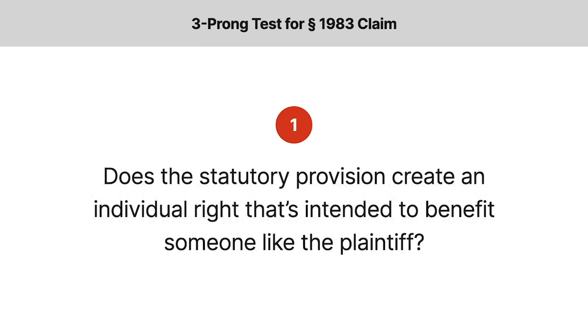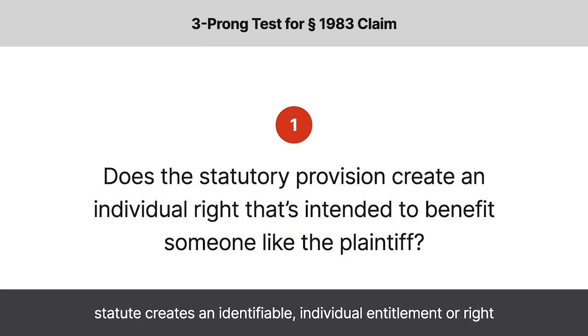For the first prong, the Supreme Court has emphasized that the plaintiff must show that the federal statute was intended to create an identifiable individual entitlement or right, not to create a system that generally benefits an entire group.